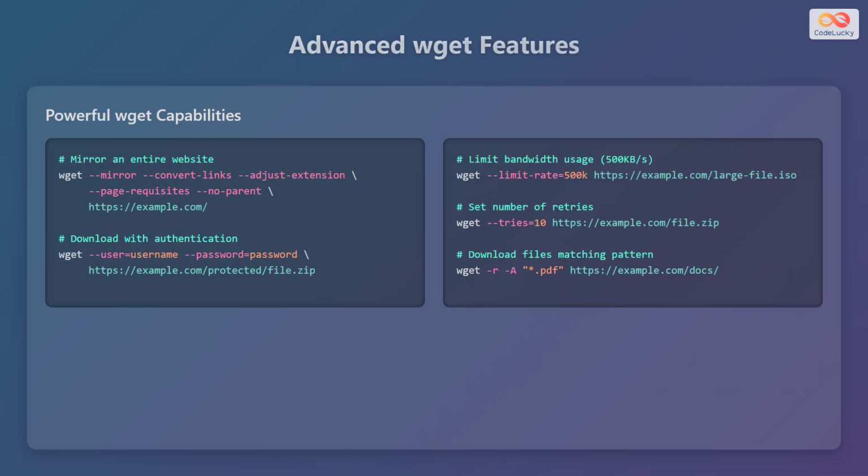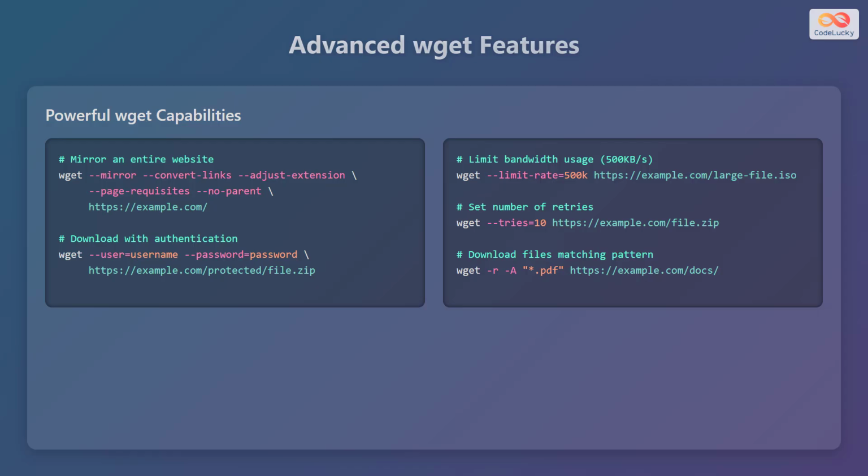Let's see some advanced wget features. To mirror an entire website, type wget --mirror, --convert-links, --adjust-extension, --page-requisites, --no-parent, and then the website address. To download with authentication, type wget --user= and then the username, --password= and then the password, and the website address. To limit the bandwidth usage, type wget --limit-rate=500K, and then the website address.